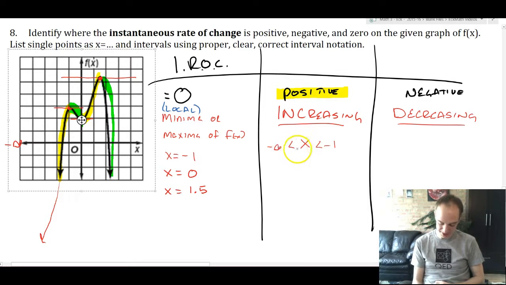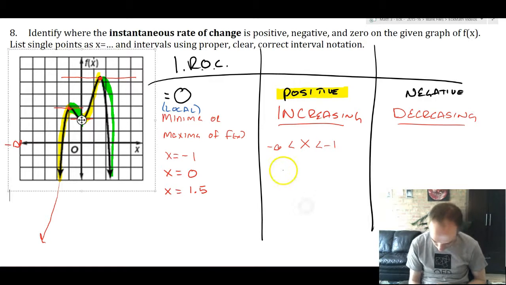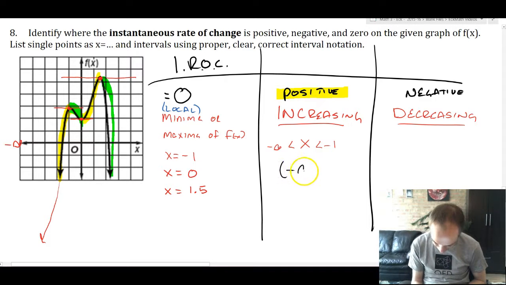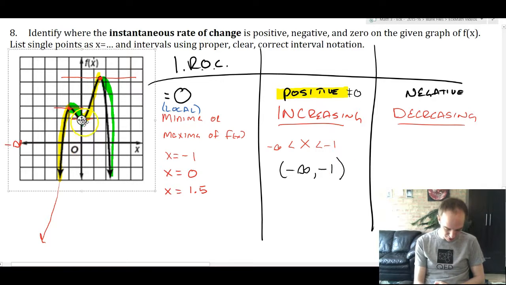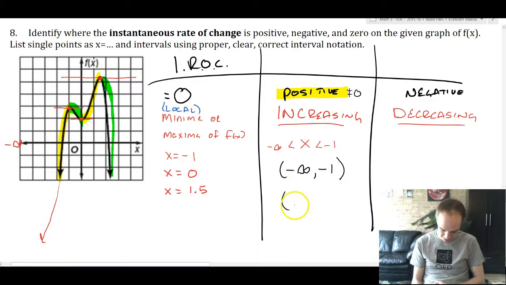But we don't want inequalities. These symbols are confusing, so we're going to write this as just the interval negative infinity up to -1. The reason I'm using these parentheses here is because positive is not 0. So if I wanted to include 0, I would need to use a bracket instead. All these red points, I'm trying to exclude the red points, so I'm using parentheses instead. The next interval is from 0 here up to 1.5, so I'll say (0, 1.5).